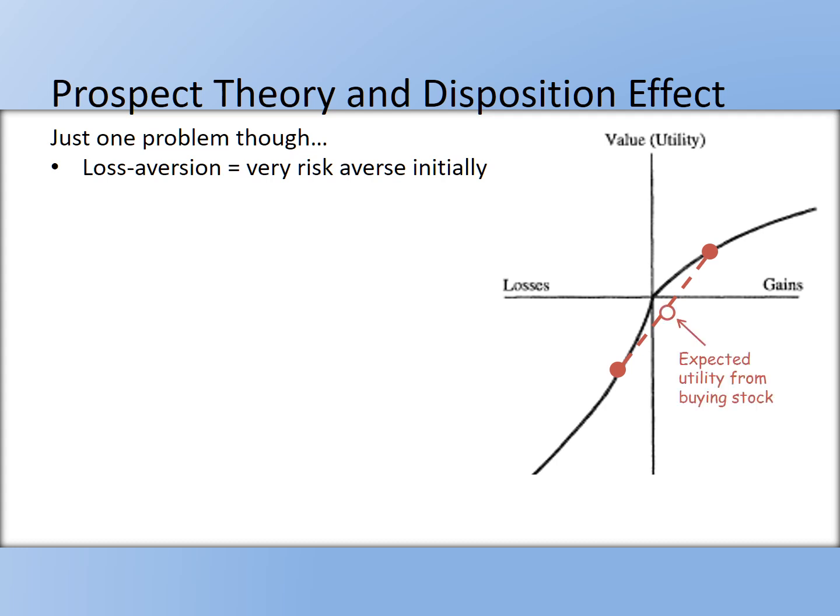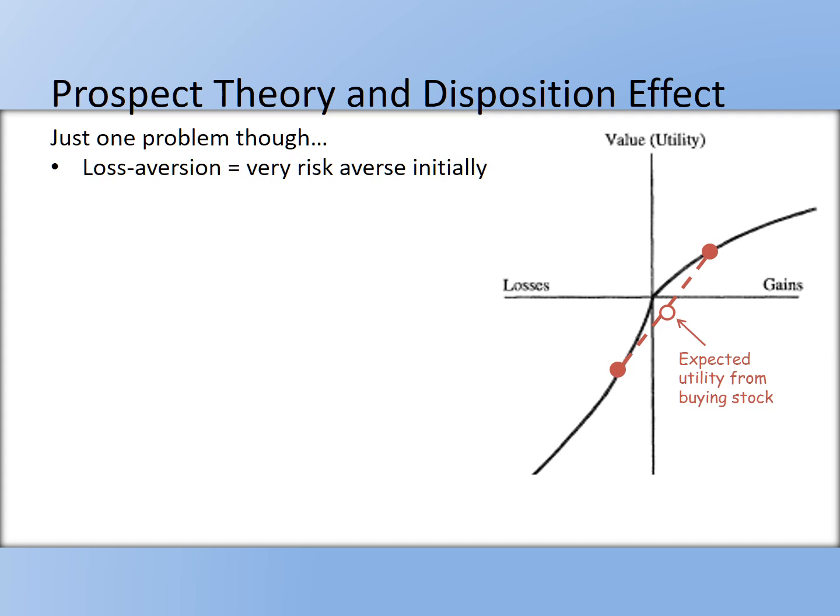The average is going to be on the line, and so the expected utility from buying the stock would be the vertical position corresponding to this hollow dot, right? So this is the expected utility from buying stocks, and it's negative for the same reason as you don't want to buy stocks when you're risk averse. You don't want to take risks when you're risk averse.